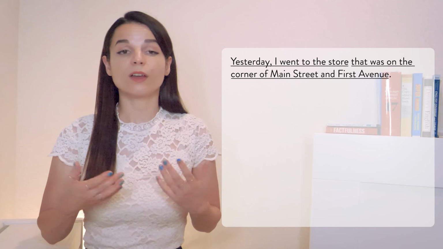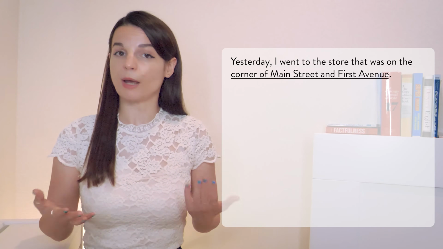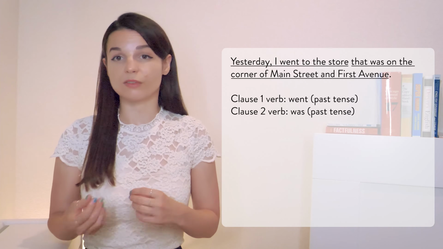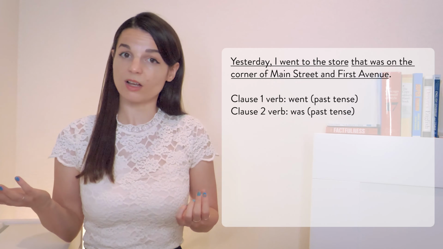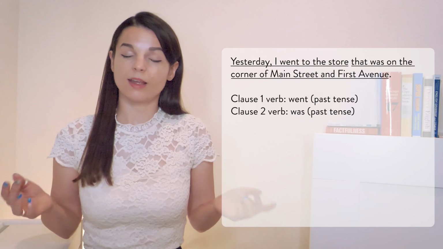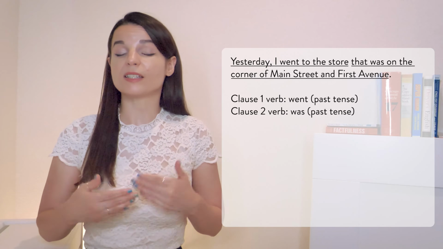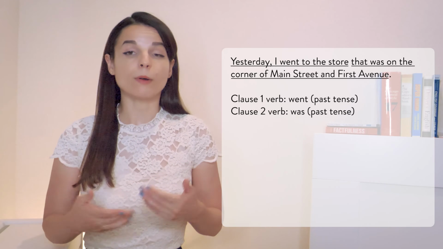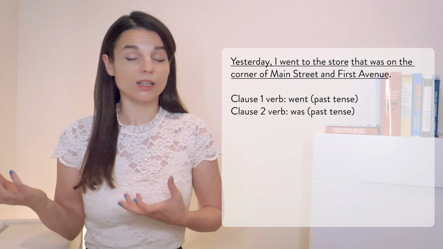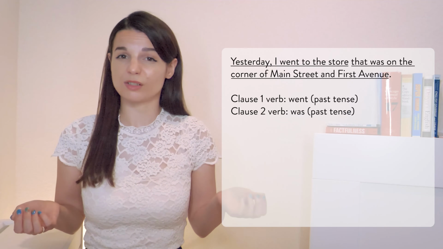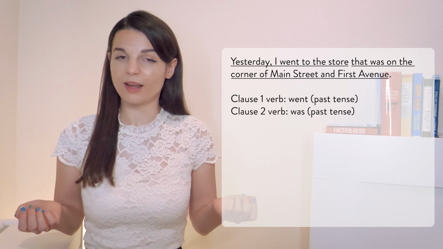In this example, the verbs in the two clauses are in past tense. In the first clause, the verb is went. In the second clause, the verb is was. This is an example of a common tense shifting error. The writer began the sentence in past tense and used past tense for the second clause too. So why is this incorrect?